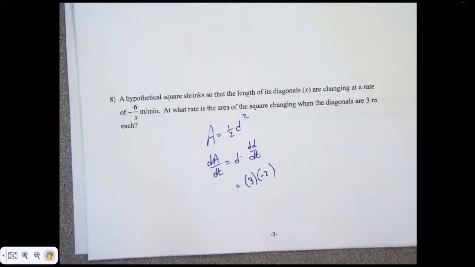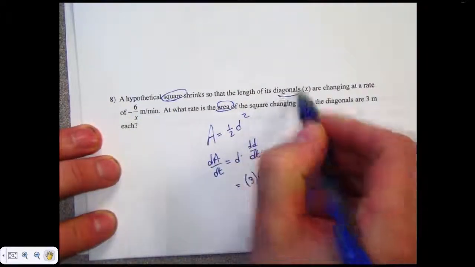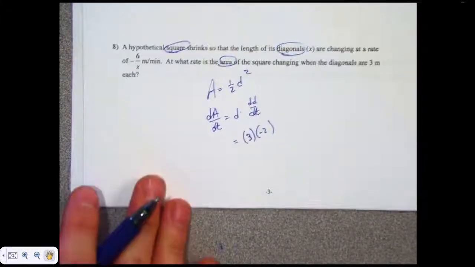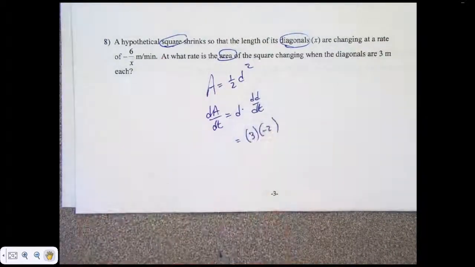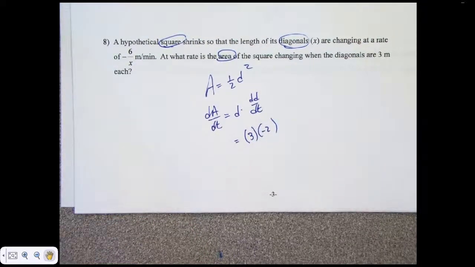So for 8, same idea. I see a square, I see area, and I see diagonals. So I need a formula that relates the area of a square, but I gotta use diagonals. So I can't just go, oh, it's length squared. That's how I started. I want to find the shape I'm supposed to work with in the formula first. And then I take the derivative and plug all the stuff in.